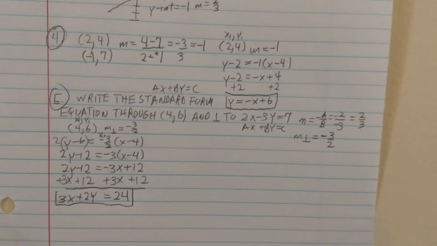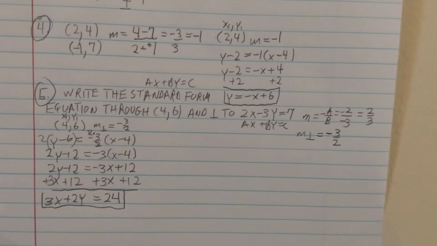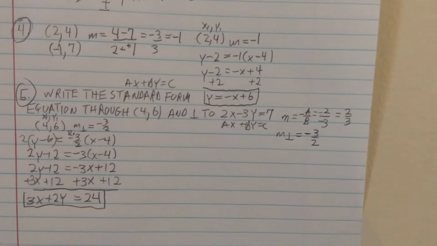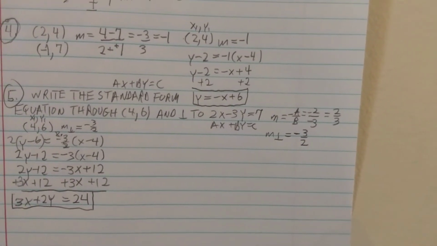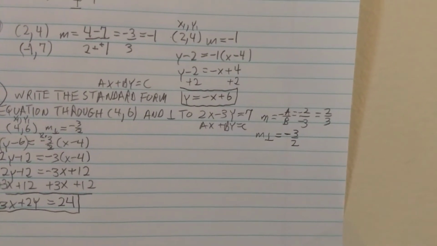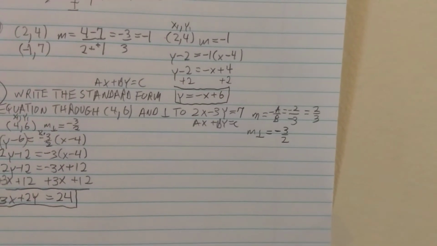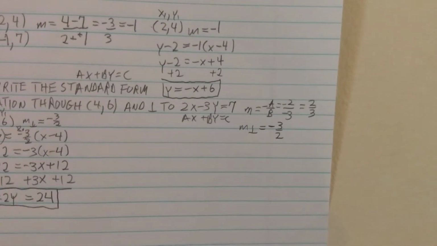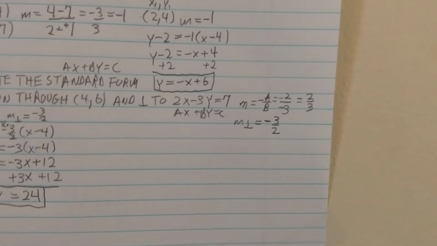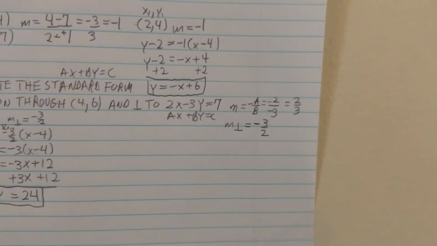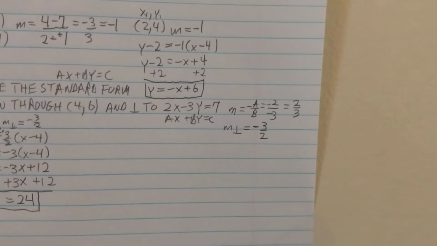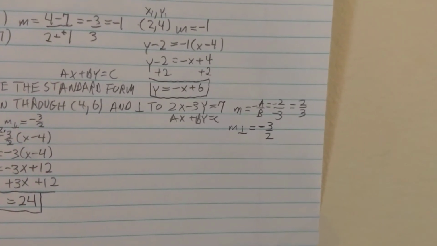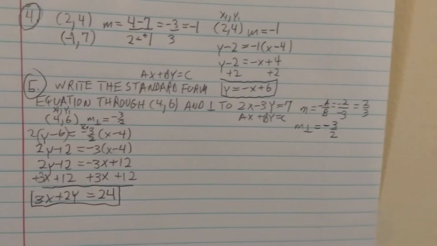Now for 5, we want to write the standard form equation, which is a final form of ax plus by equals c, for a line that goes through the point (4, 6) and is perpendicular to 2x minus 3y equals 7. Now using our standard form equation again, for 2x minus 3y equals 7, we have ax plus by equals c, and m is negative a over b. So m for this line is negative 2 over negative 3, or 2/3. And since we want the perpendicular slope, that would be upside down and opposite sign, or negative 3/2.